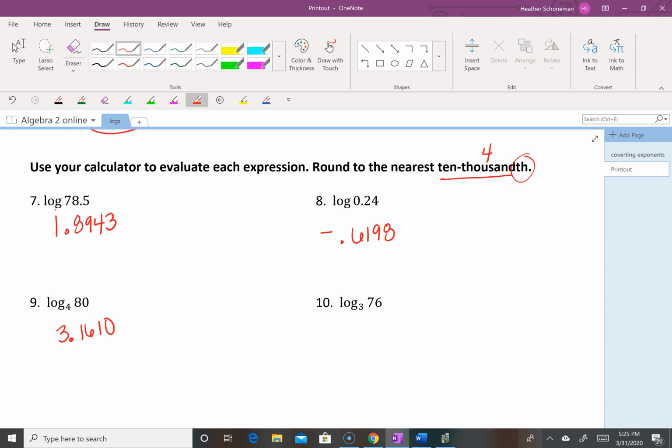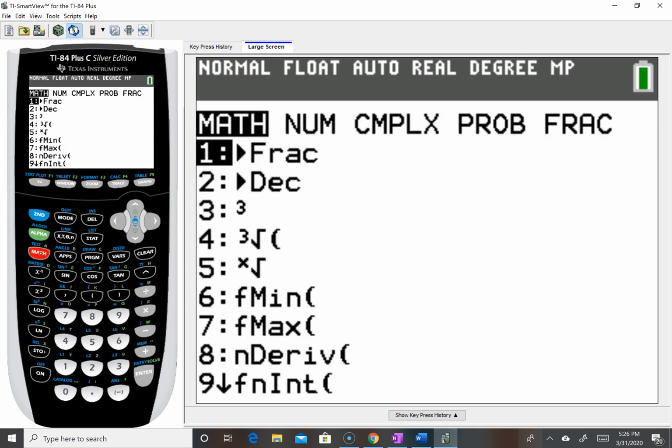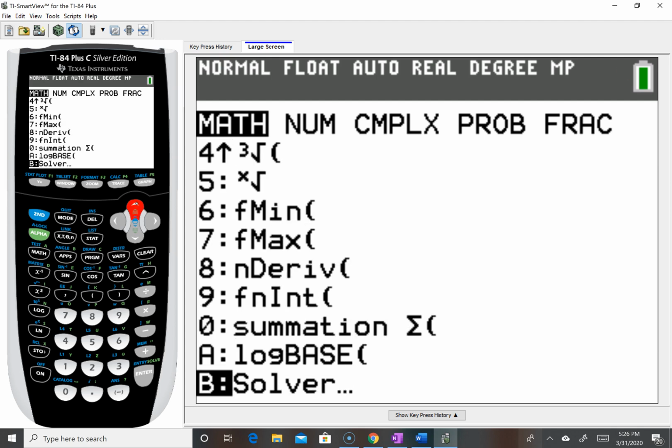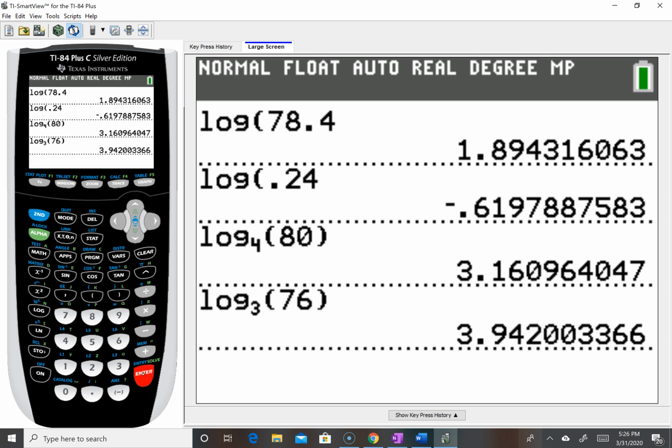All right, one more to put in our calculator. To get to that menu again, I went to Math. You can scroll down, but it's faster to scroll up. I want option A, log base. Hit enter. So I'm going to have log base 3, go to the right of 76, and I get 3.9420. And there's no rounding because the fifth digit's a 0, so we're just going to chop it off.